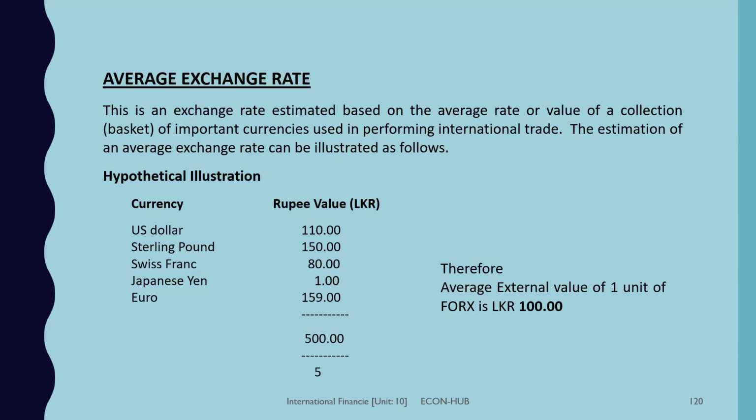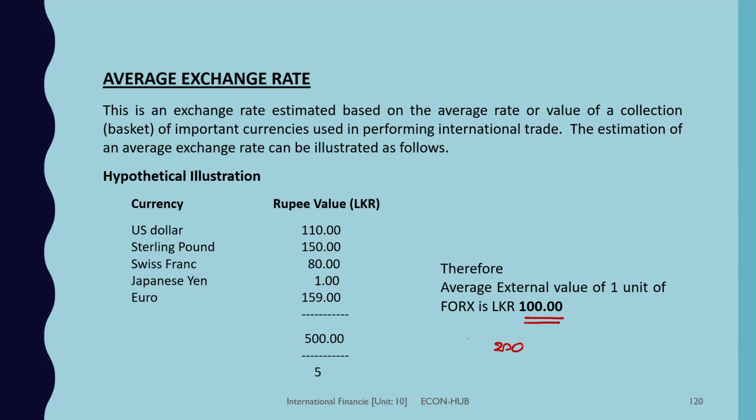Once you get this data, if I add it up, and how many currencies did I take in the basket? 5 currencies. So the total is 500. I divide 500 by 5 and I get what we call a simple average. What average? Simple average. So I can say the average external value of 1 unit of forex, foreign currency, for any of these is 100 LKR. Now I've got an average. Then I can do the same calculation.